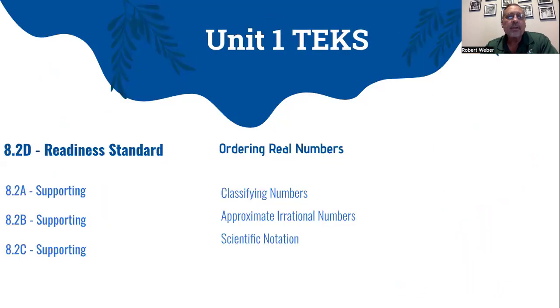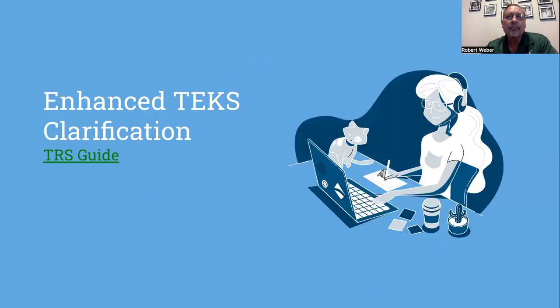The TEKS in this unit: 8.2D, which is a readiness standard, ordering real numbers. 8.2A is supporting, classifying numbers. 8.2B is supporting, approximate irrational numbers. And 8.2C is scientific notation. Unpacking the TEKS, you can see the TRS guide, which you can reference on your own.